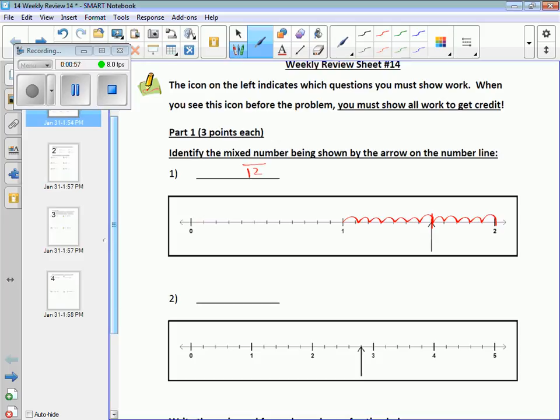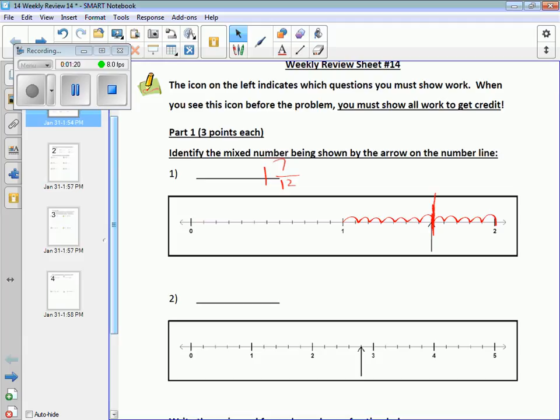And finally, this line here, as we were counting, that is the 7th line out of 12. So we have 7 twelfths. And since we're between 1 and 2, the answer is 1 and 7 twelfths. Just move this down so you can see it. And that's the answer for the first one.